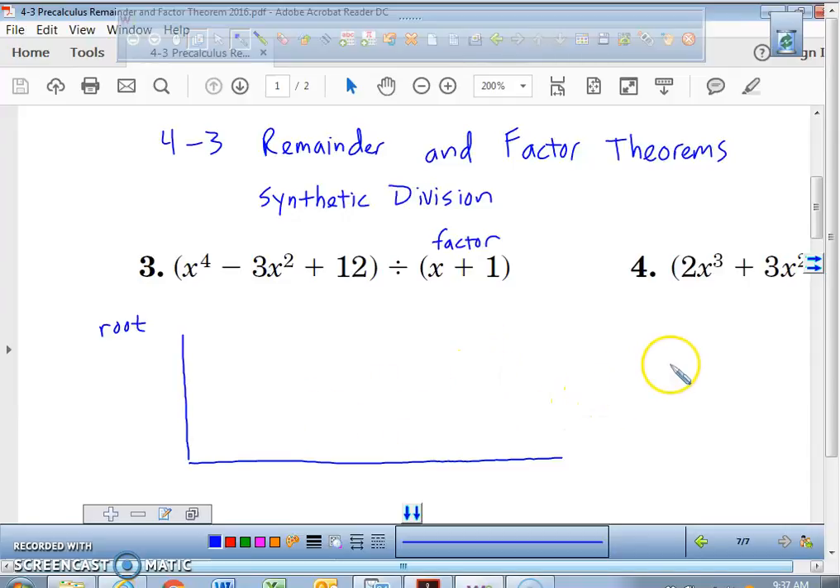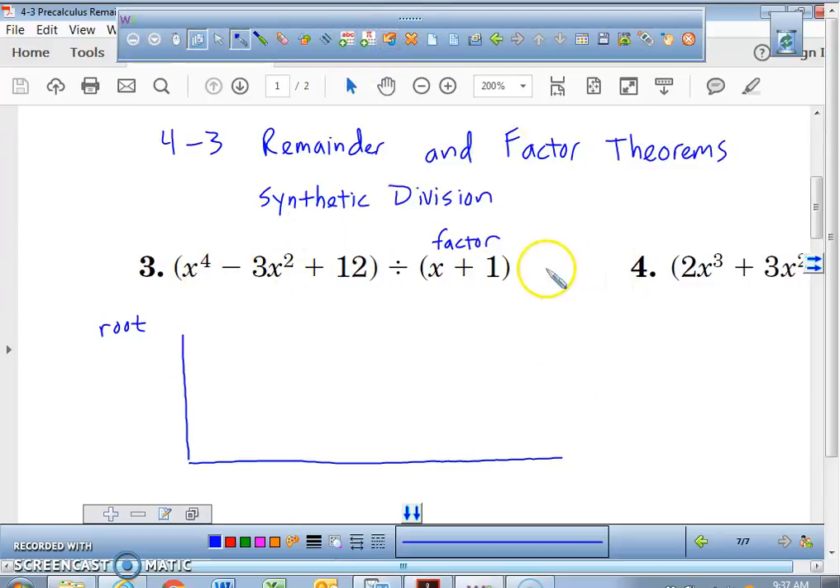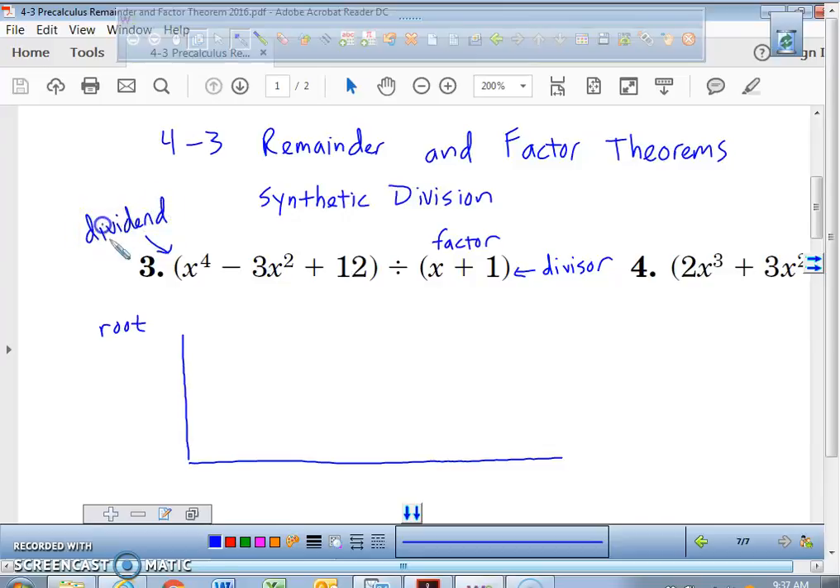All right, so what we're going to do is go over the remainder and factor theorems, and we're dealing with synthetic division. Right now, we're going to test to see if x plus 1 is a factor of this polynomial expression. Technically, this right here is the divisor. This right here is what's known as the dividend. We're going to come up with the answer, which is called the quotient. The quotient is the answer to a division problem.